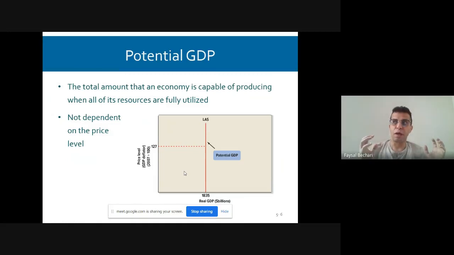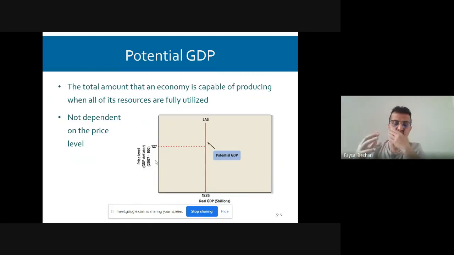All the minerals and resources are fully utilized. This is what you call full potential GDP, and it does not depend on the price level. So it's different from aggregate supply and aggregate demand, different from supply and demand.